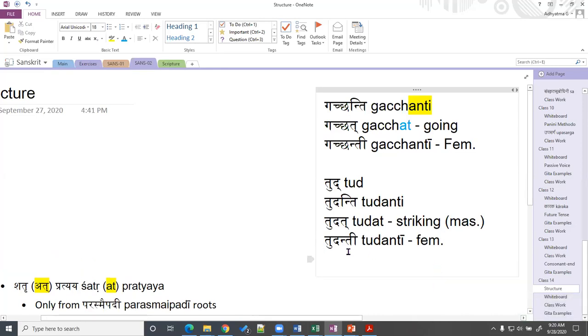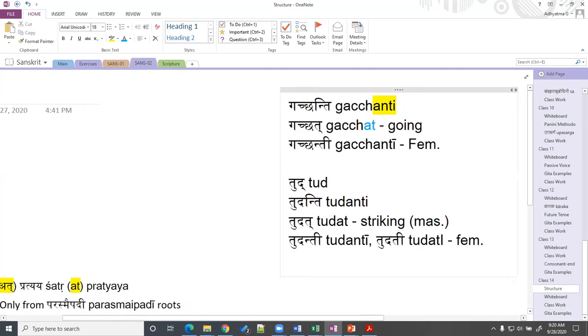But there is an optional form here also. In feminine, we have an optional form, tudati. That is also permissible. So you can make it in two ways, an optional form for the 6th conjugation root. So for the sixth class roots, we have these two optional forms in feminine. Tudanti is okay, as well as tudati.